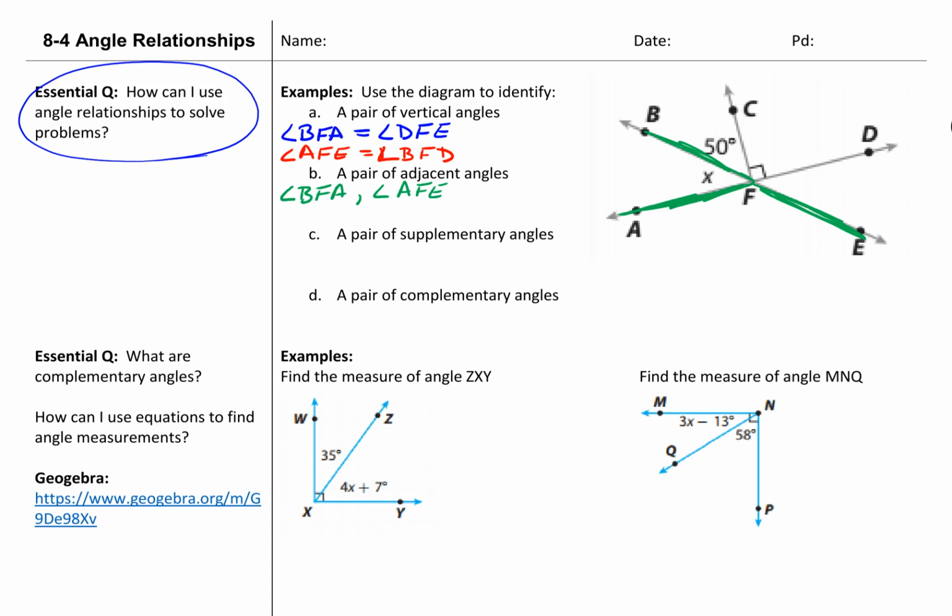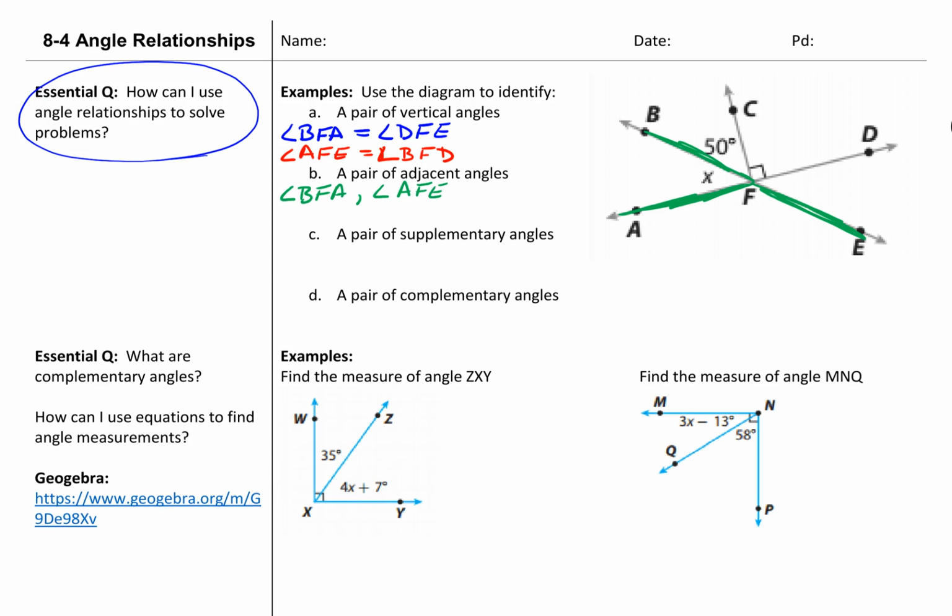Notice I'm not putting an equal sign here because adjacent angles are not necessarily equal to each other. They can be, but in this case they're not. I want you to think of another set of adjacent angles here. Pause for a second and write one of those in.